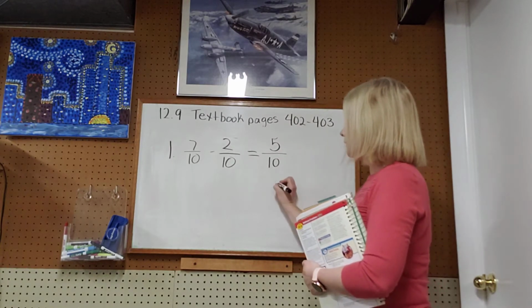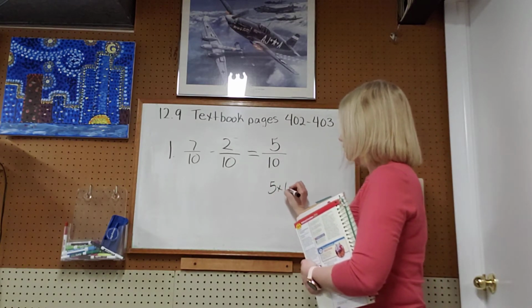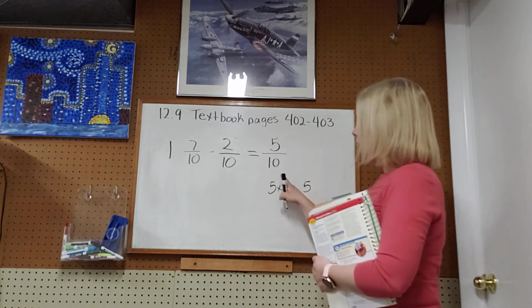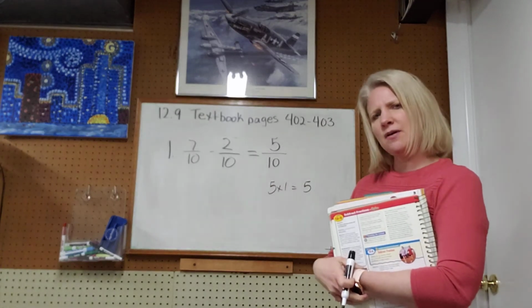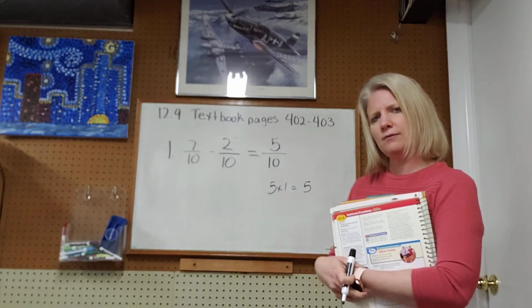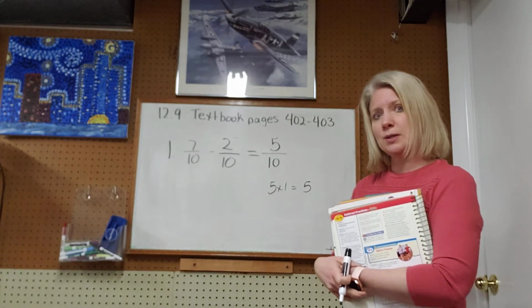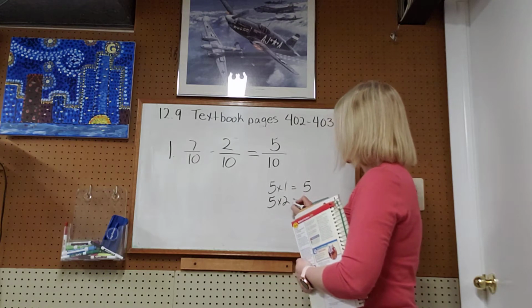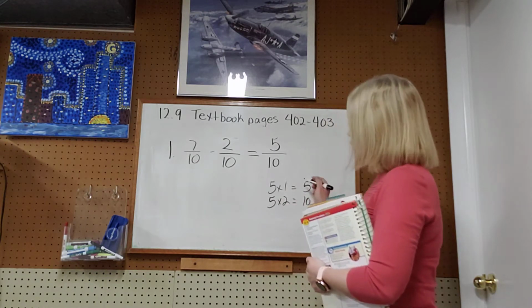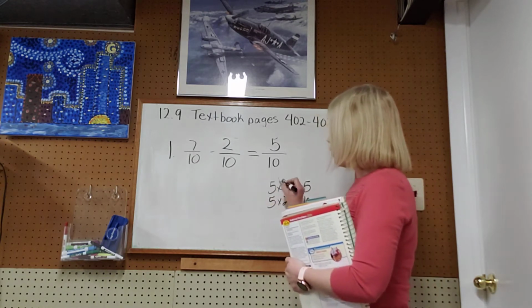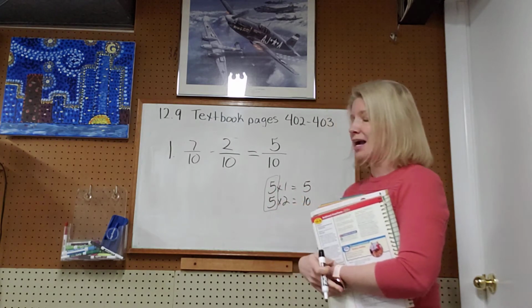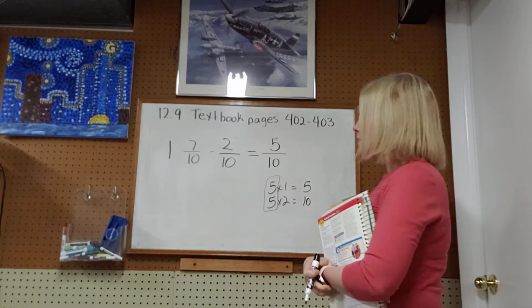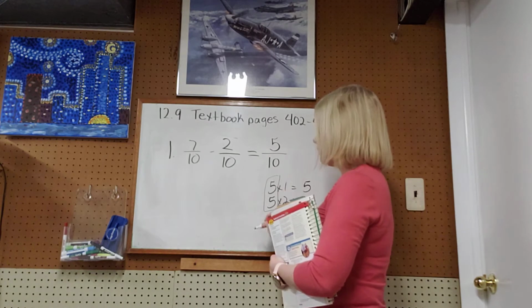5 times 1 equals 5. And how about 10? Can we divide 10 by 5? Yes, we could, because 5 times 2 would equal 10. So, since they both share this factor, we can divide both by the number 5.